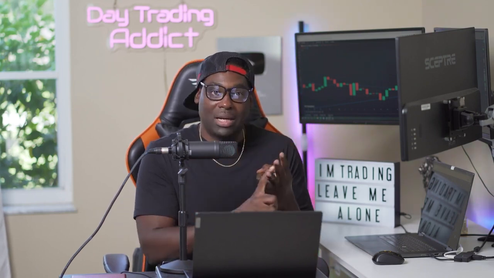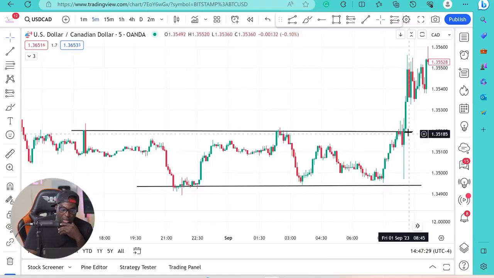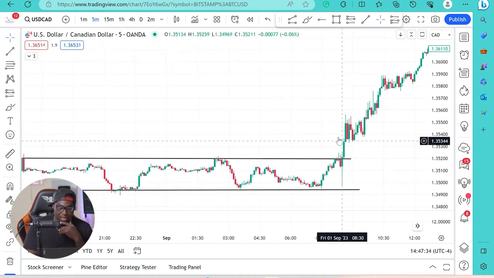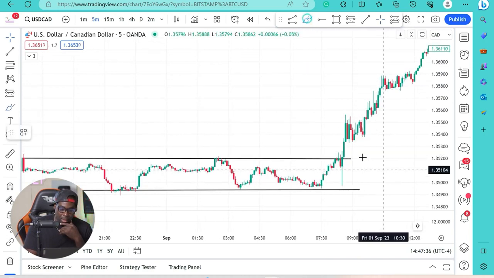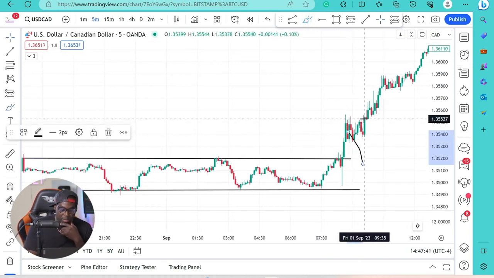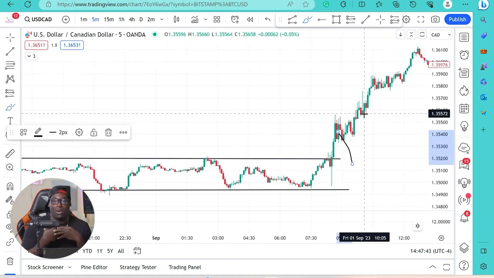Okay, remember, I have 4 states: trending state, reversal state, breakout state, and a ranging state. Right here, this is a breakout state. So what I'm looking for, guys, since we broke out of this, I want a pullback. But notice how it didn't really pull back. It is what it is. I want that pullback. Yes, sometimes you can take these breakouts, but I'm more a pullback trader.